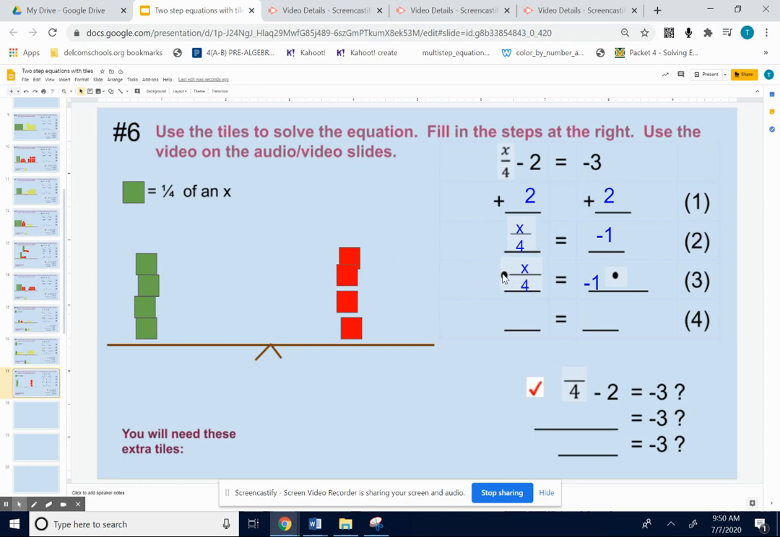Row 3, what we did is we multiplied the left by 4, and we multiplied the right by 4. And then if you look at your visual, we now have a full x equaling negative 4. Now go ahead and check your answer of negative 4. Make sure it's correct by putting it into the original equation and making sure the left side equals the right side.